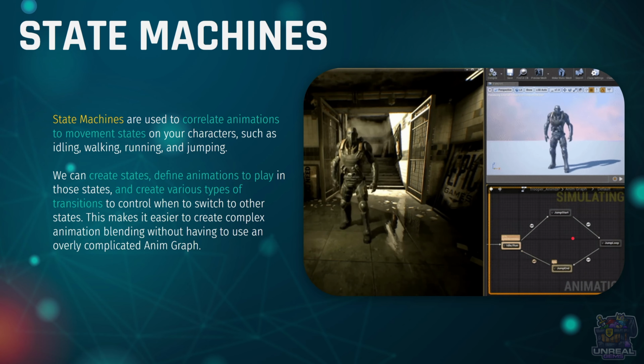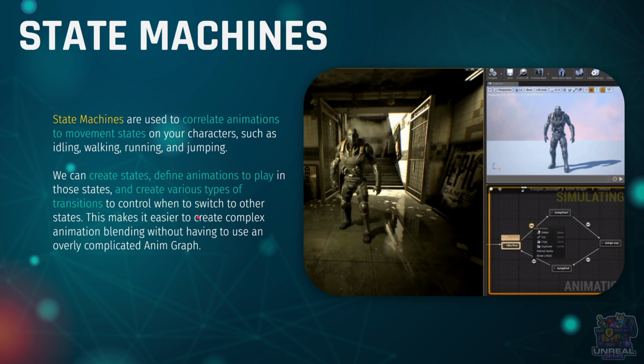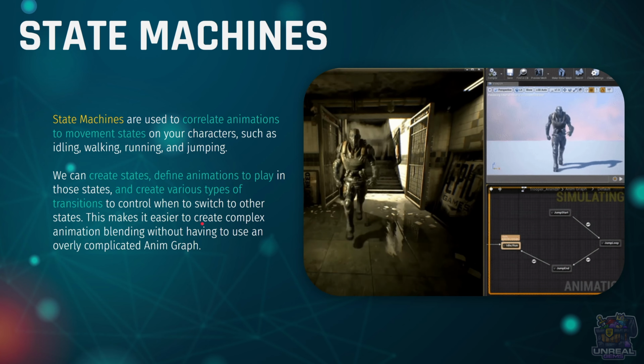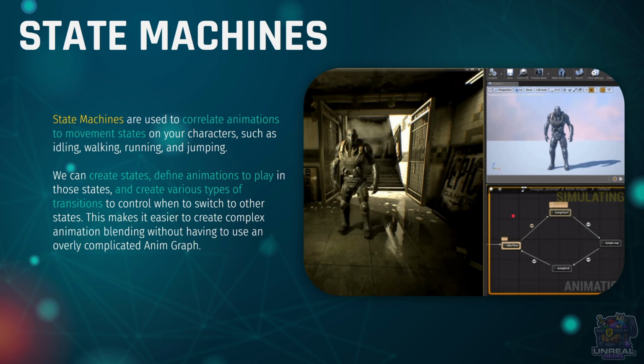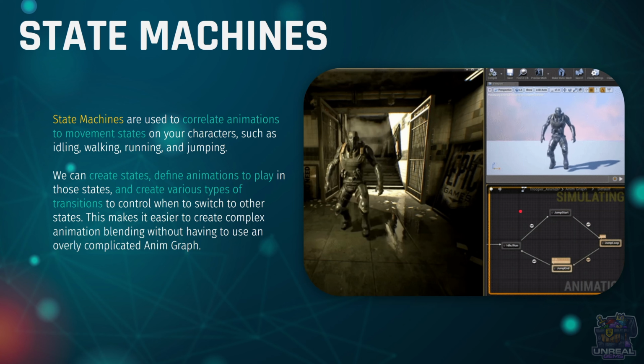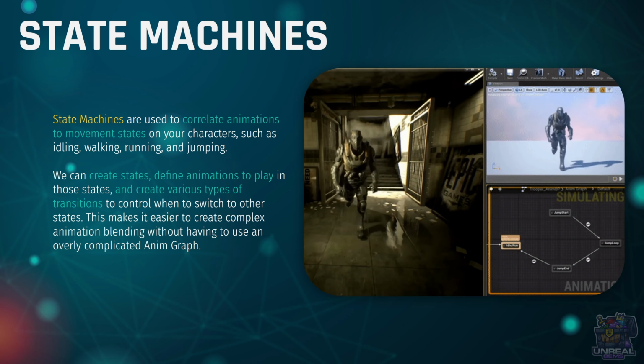If instead of this, we use the anim graph directly, the anim graph would be a mess and we would have tons of nodes and a really hard time understanding what it meant. So a state machine makes it easy to create complex logic and complex animation blending depending on the character movement in the anim graph without complicating it too much.